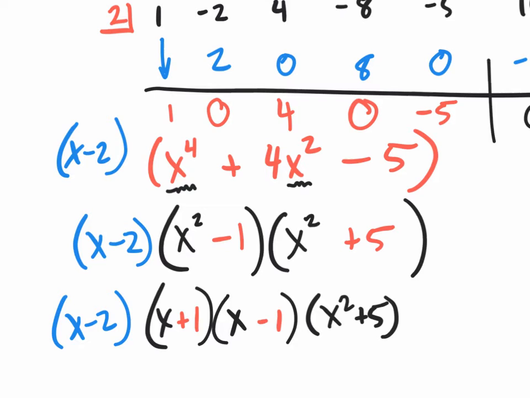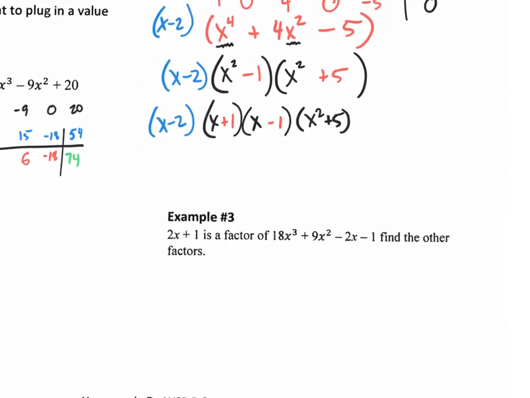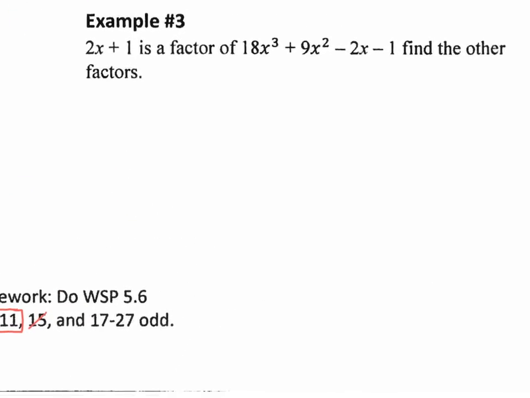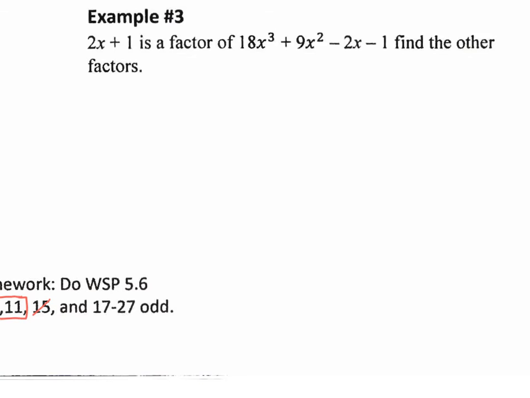Now, if this would have been a difference of two squares, like x squared minus 9 or x squared minus 4, then I'd have to break this down further. This is as far as you could factor it, guys. So we need to get comfortable with using synthetic division to verify that the remainder is 0, to take those bottom numbers to rewrite our depressed polynomial.